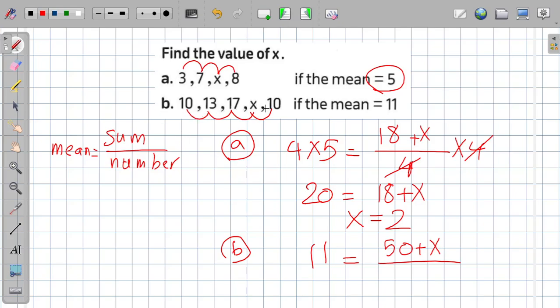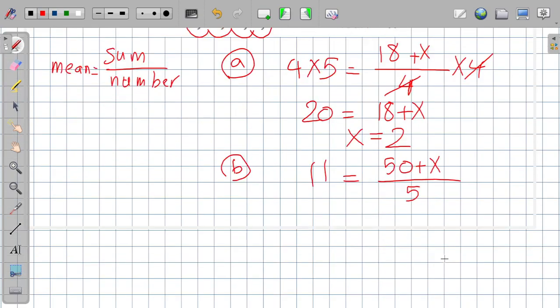And after that, I will count them together. So I have 1, 2, 3, 4, 5. So it will be 5 numbers. Okay, so 11 equals 50 plus x divided by 5. So I wanted to find the value of x. So what can I do? I will multiply the two sides by 5.